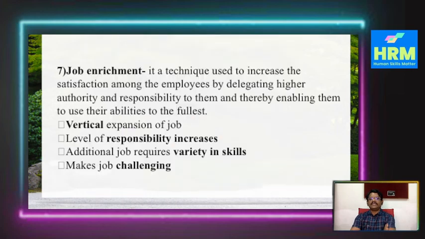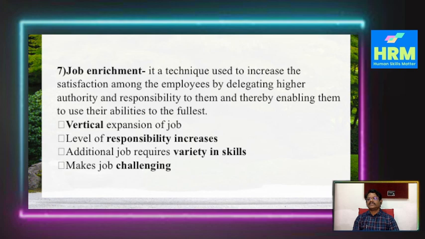So in that context, the seventh one is job enrichment. It is a technique used to increase satisfaction among employees by delegating higher authority and responsibility to them, thereby enabling them to use their ability to the fullest. It is a vertical expansion: the level of responsibilities increases, there are additional job requirements, a variety of skills, and the job becomes challenging. Enrichment is something totally different. It's a new job, new challenges, new variety of skills, and expansion of the job. All these things happen in a vertical manner.